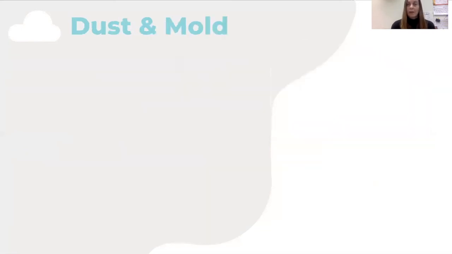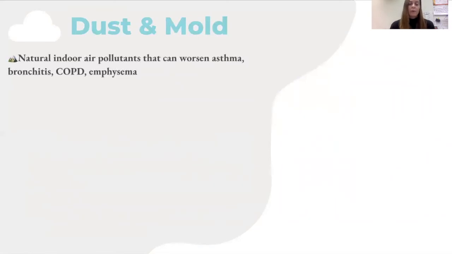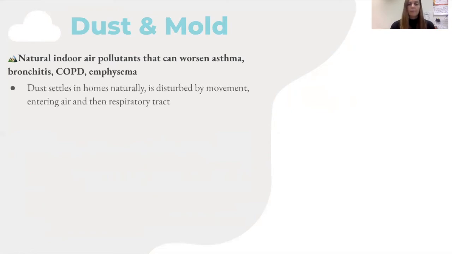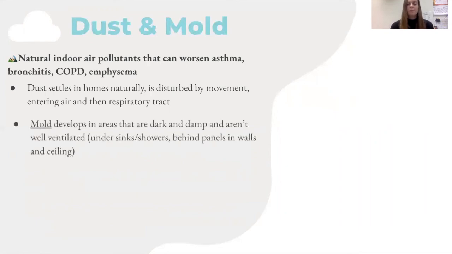Okay, another naturally occurring indoor air pollutant is dust and mold. So these are natural indoor air pollutants. They can exacerbate and make worse asthma, bronchitis, COPD, emphysema, all of these lung and bronchial issues. So dust is everywhere. It settles in homes naturally. It comes from everything. It's skin cells, it's dirt, it's particulate matter. It's disturbed by movement that pushes it up into the air, and then it can be breathed in. So it enters the respiratory tract.